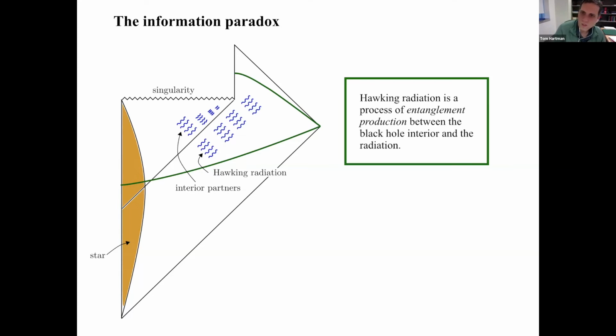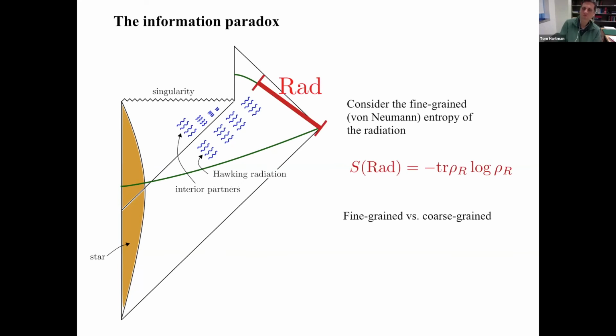The point being that Hawking radiation is a process of entanglement production where the black hole interior gets entangled with the Hawking radiation. Now we're going to define a region R, or R for radiation, which is a region out near infinity, far away from the black hole, where we collect the radiation.